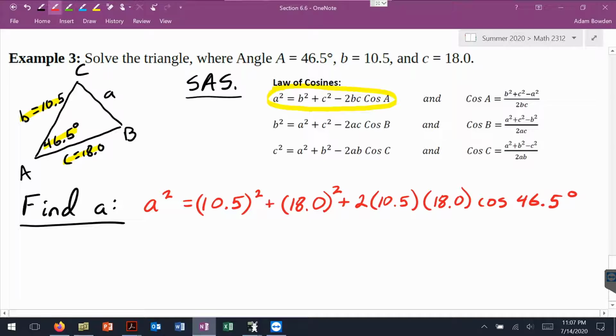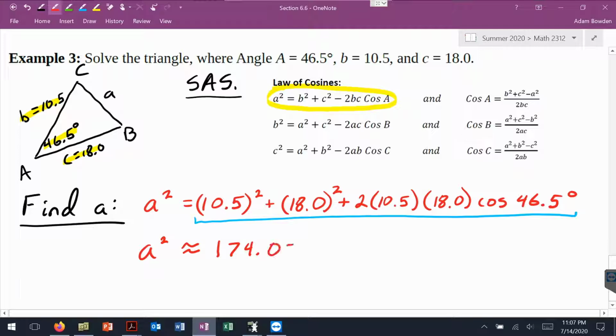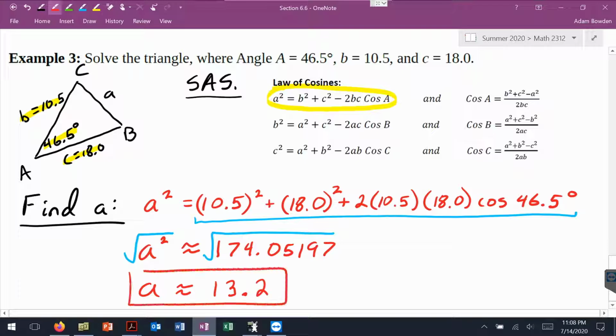A lot of stuff there to calculate, but again, I'm just going to let the calculator take care of all this stuff here. So you can just plug it in as it is, let it do the number crunching, and it keeps several decimal places if you need to round off. So I rounded it to 174.05197. But with that, I have to take the square root to solve for A. And when that's done, I got approximately 13.2 for A. Okie doke. So that's going to be what we have as a result of solving for A.